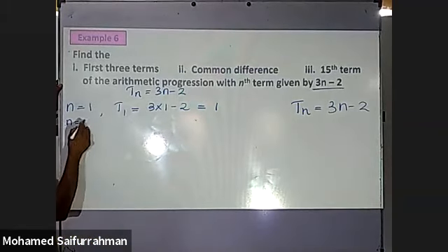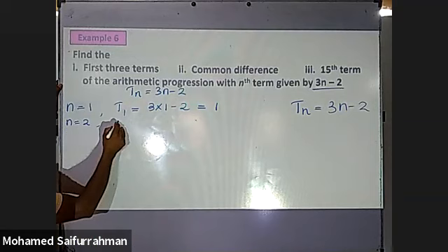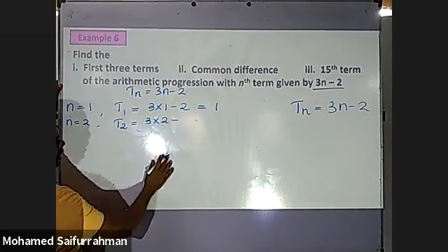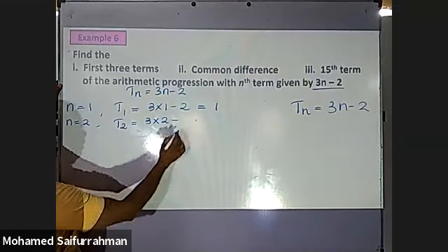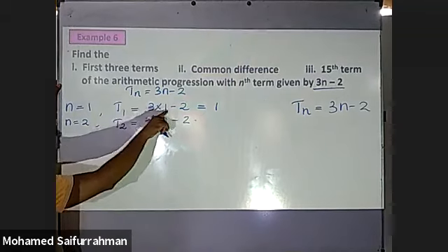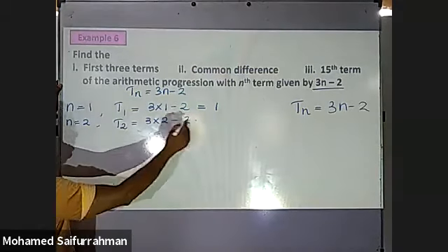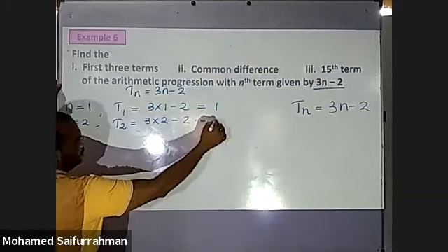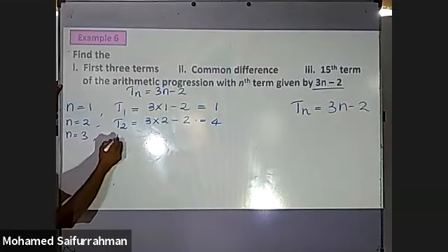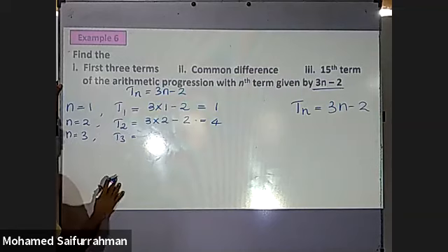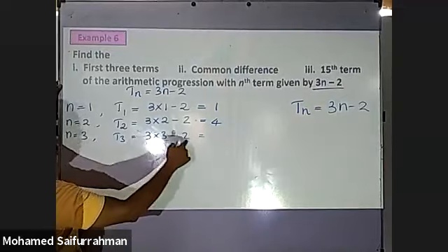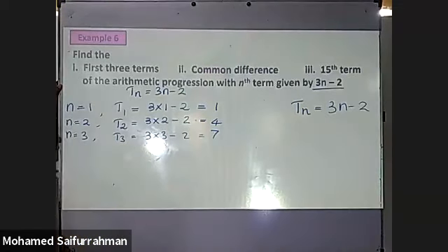When n equals 2, T2 equals 3 times 2 minus 2. 1 means n equals 1, 2 means n equals 2. Answer 6 minus 2, 4. So n equals 3, T3 equals 3 times 3 minus 2, 9 minus 2, 7.